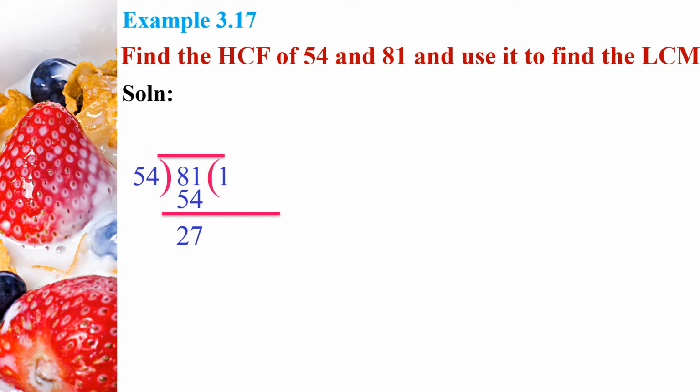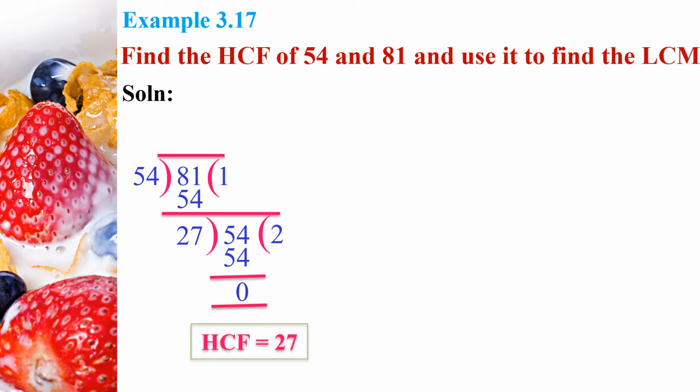Now divide the divisor by the remainder. That means I'll get 54 here. So how many times we have 27 in 54? We have two times. Two 27s are 54. So the remainder is 0. Now we found HCF equal to 27.